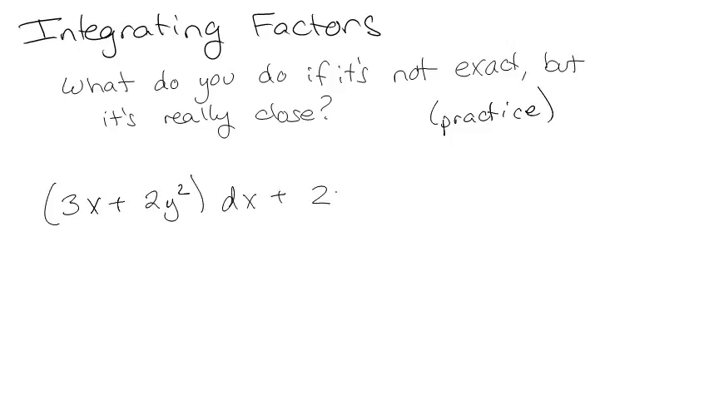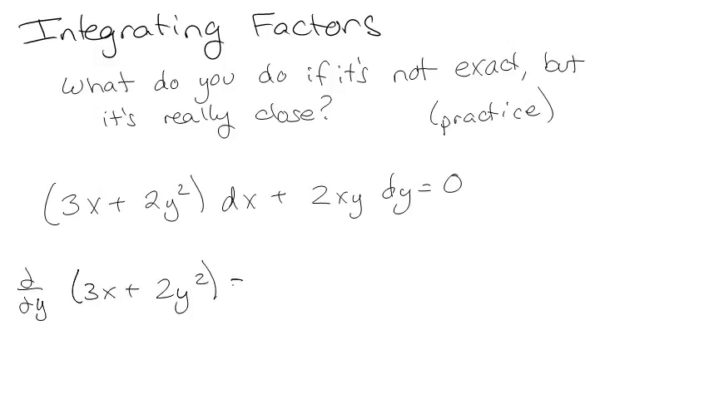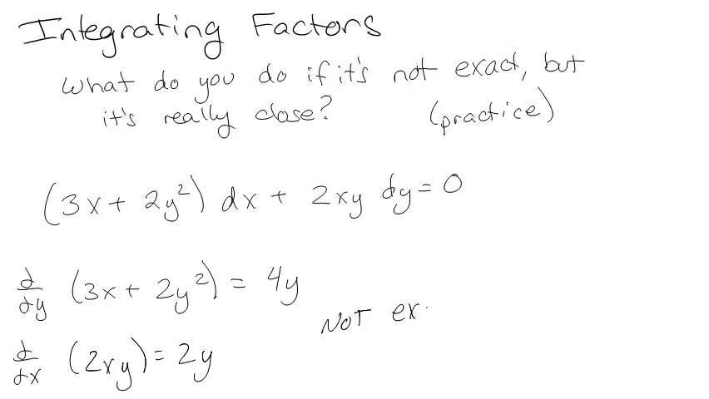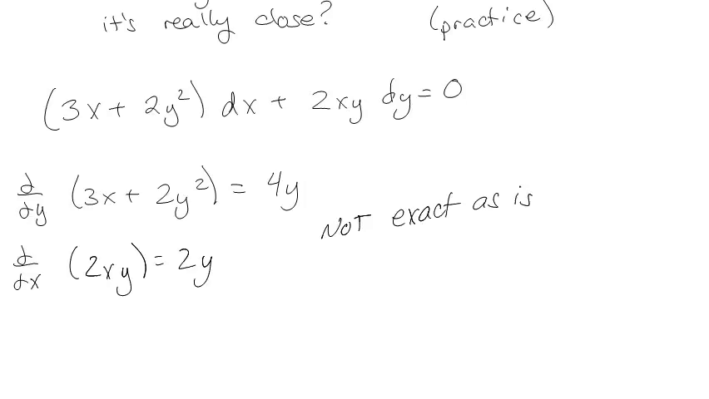We looked at this problem, and we tested it out. The derivative with respect to y of 3x plus 2y squared was 4y, and the derivative with respect to x of 2xy was just equal to 2y, so it's not exact as is. So we had to use an integrating factor.